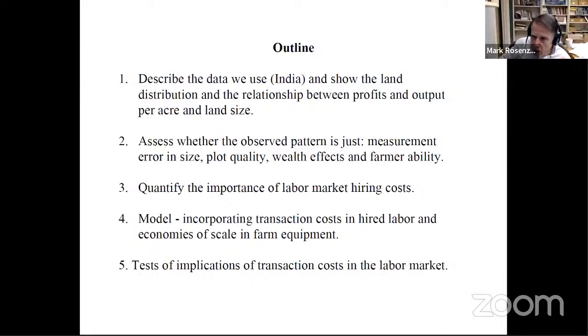And the model is going to incorporate 2 important features that the descriptive statistics suggest are important. The first is transaction costs in hiring labor. And the second is economies of scale in farm equipment. Then we're going to test the model. So it'll have implications that we can obtain from the model. We're going to test those.